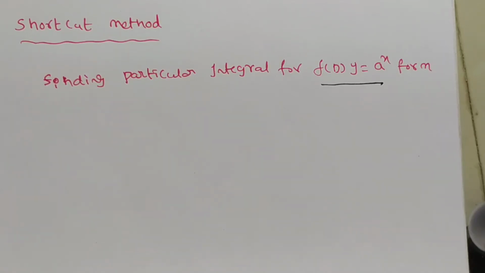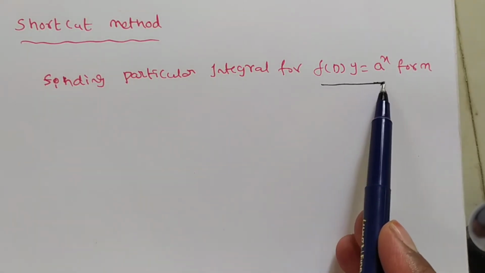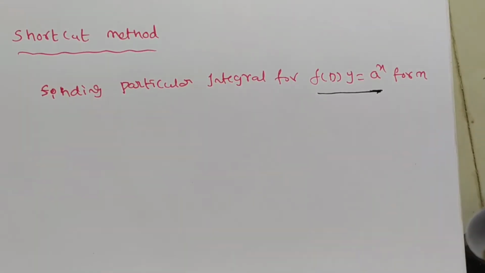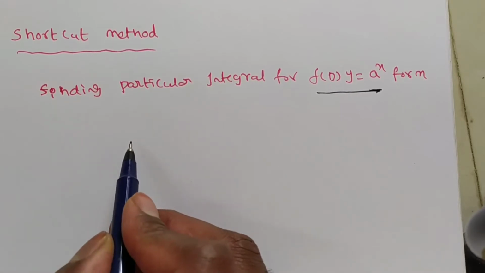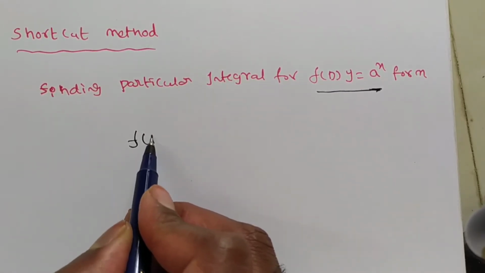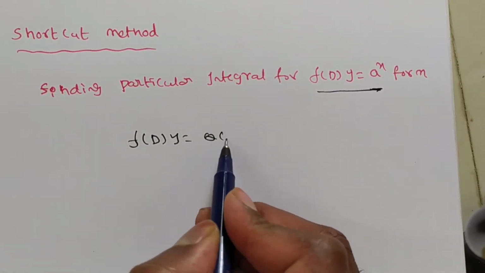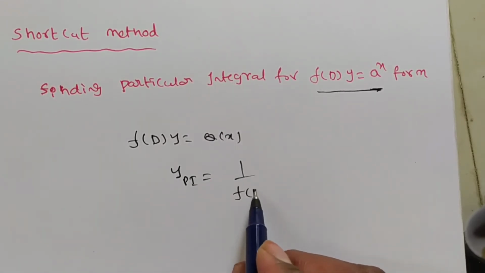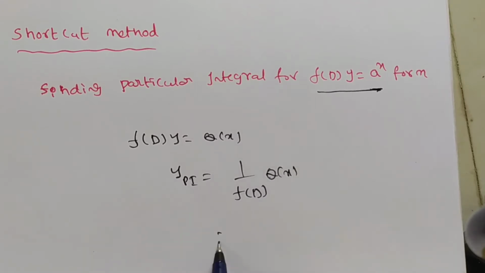Hi friends, now we are learning the shortcut method for f(D)y = Q(x) form, where Q(x) is equal to a to the power of x. In general, how will we find the particular integral for f(D)y = Q(x)? Then y_PI is equal to 1 by f(D) into Q(x). What is the Q(x)? They are given a to the power of x.